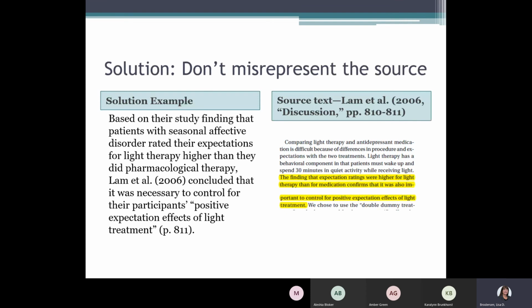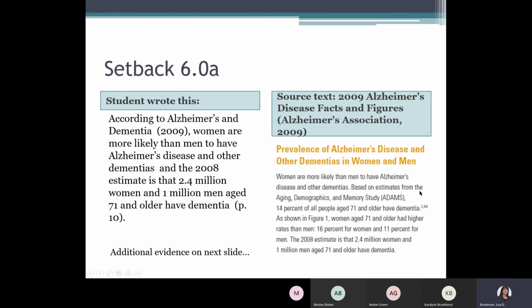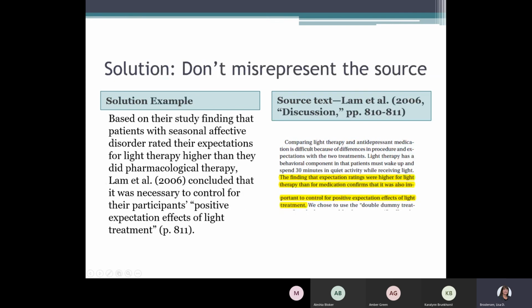All right. And then here's a solution. Here's the solution example. Based on their study findings that patients with seasonal affective disorder rated their expectations for light therapy higher than they did pharmacological therapy, Lamb et al. concluded that it was necessary to control for their participants' positive expectation effects of light treatment. Okay, now if you compare that to the highlighted information, we have a more accurate representation of what Lamb et al. actually wrote.